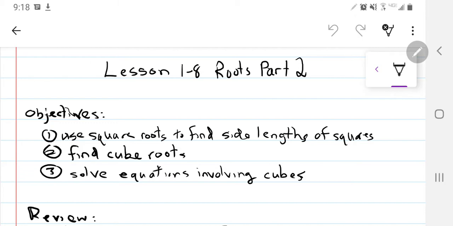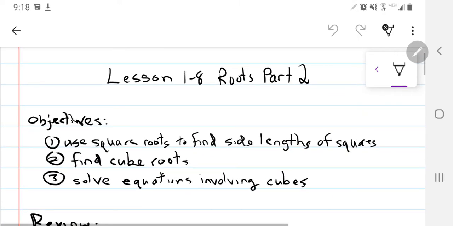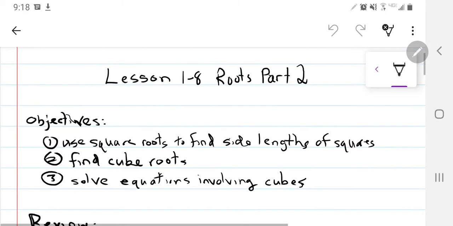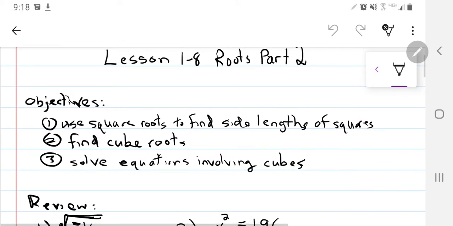Make sure you take the time to ask questions, jump on to GoGuardian, or ask to meet with one of the teachers in Zoom so you can review anything that's confusing. Okay, here we go. Read through the objectives and copy them down into your notes.